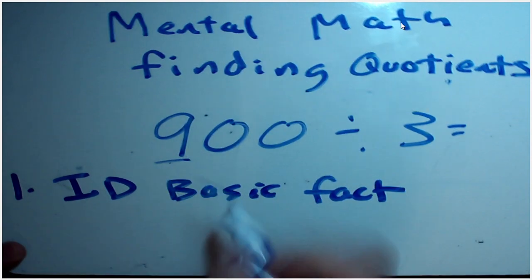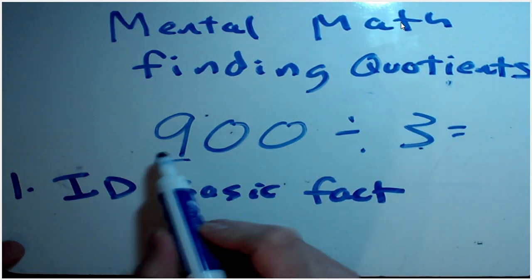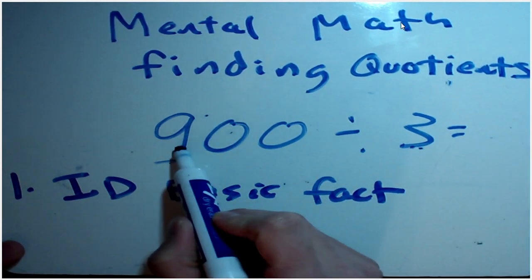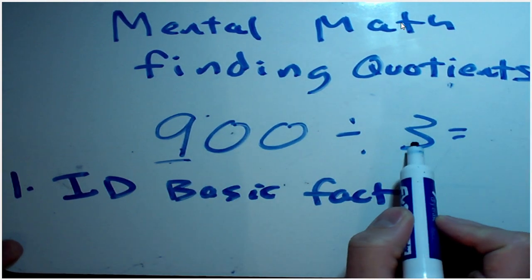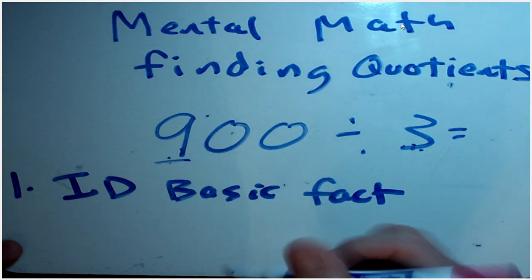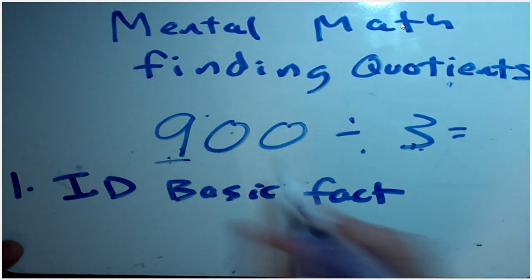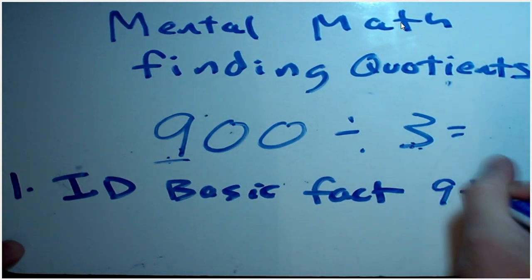So here's a 9. Do I know any factors of 3 that will get me to 9 if I multiply? Well, 3, 6, 9. So 3 times 3. So it looks like my basic fact here is 9 divided by 3.